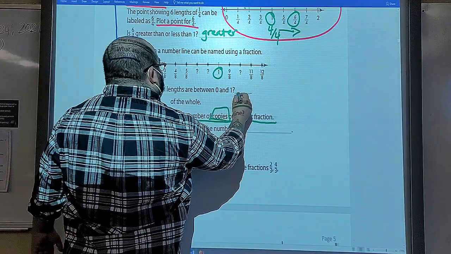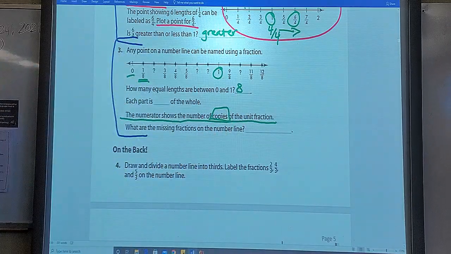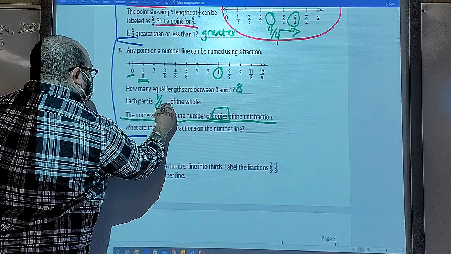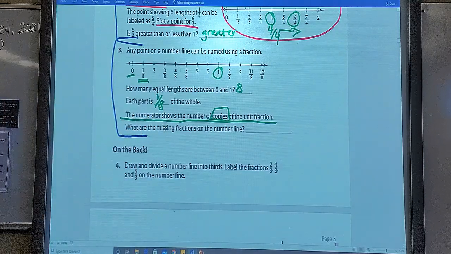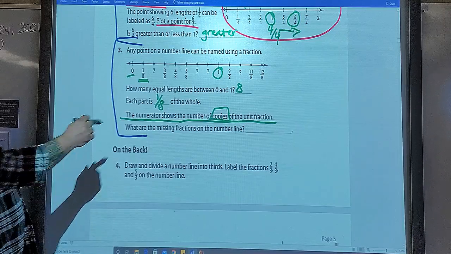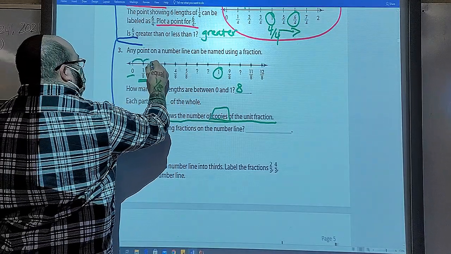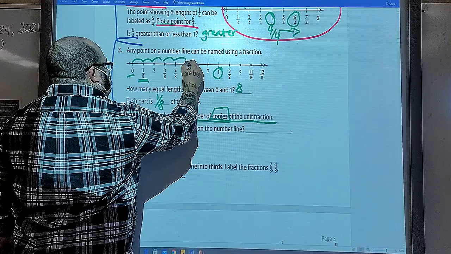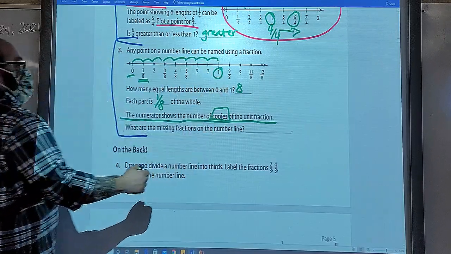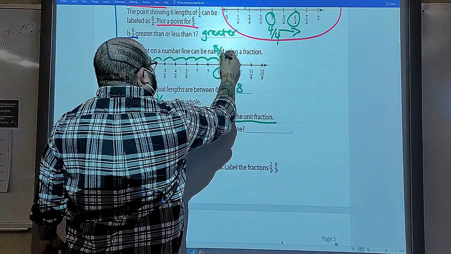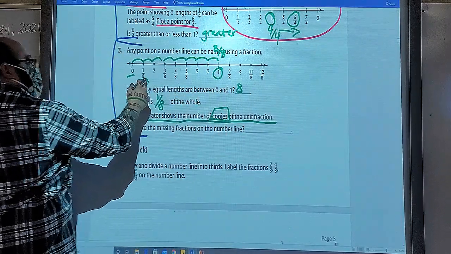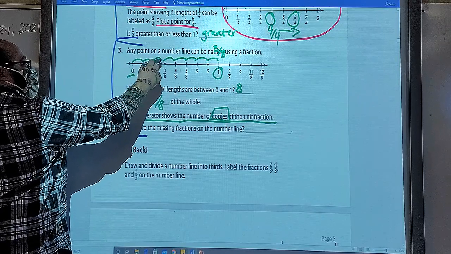There are 8 equal lengths between 0 and 1, which means that Ian, each part is blank of the whole. Each part is 1/8. Of the whole. That is correct. Each part is 1/8 of the whole. Because you have 8 equal lengths. So 1, 2, 3, 4, 5, 6, 7, 8 to get to the whole. Which means that the whole is 8/8.